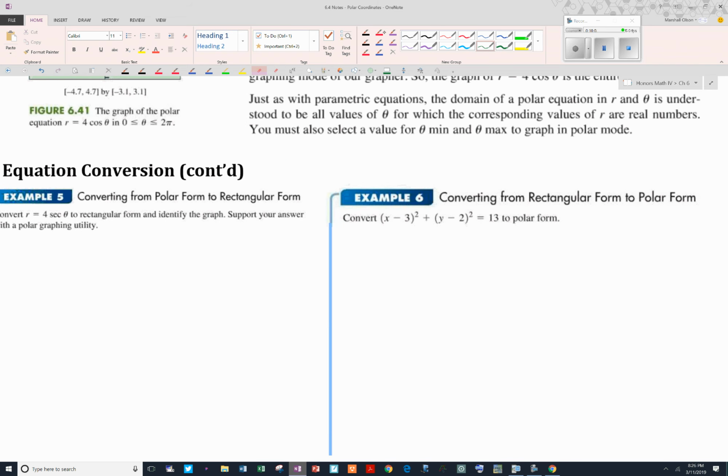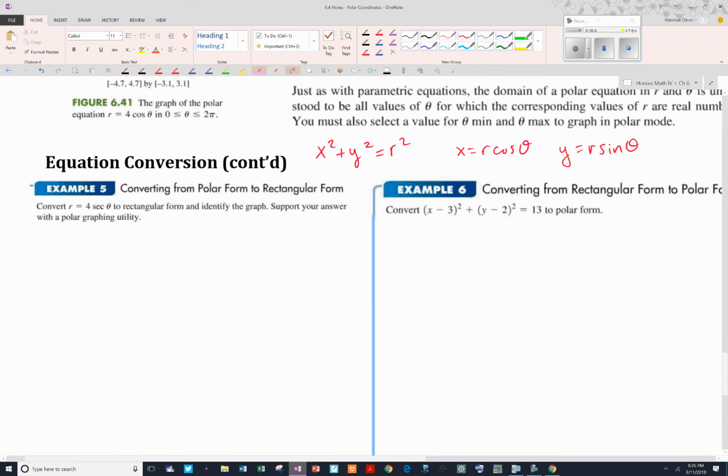So in the space right here, I'm going to write a couple of things we remember from the previous page that are good to know. x squared plus y squared is r squared. x is equal to r times the cosine of theta, and y is equal to r times the sine of theta. These three things are going to help us convert between our rectangular and polar equations.